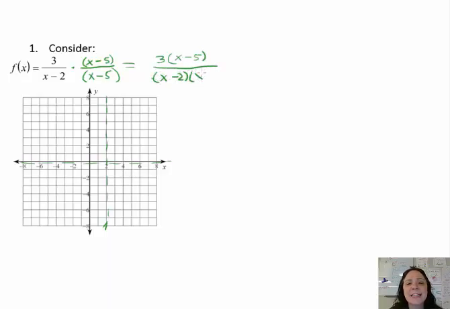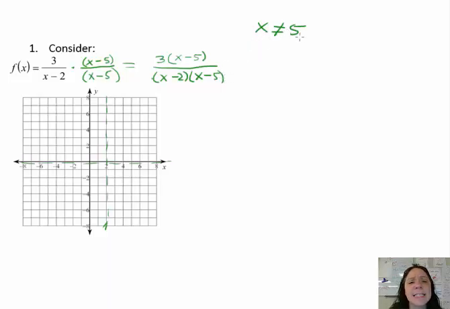So I wasn't telling you the whole truth when I told you that we would have a vertical asymptote everywhere we would have division by 0. If I have what I call a removable discontinuity, or a hole in the graph, then I'm not going to have a vertical asymptote. But I do have a disallowed value for x. X cannot equal 5. We'll talk about how we can fill the hole in just a moment.